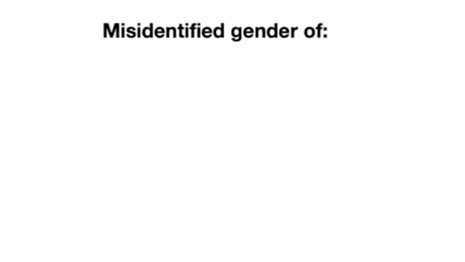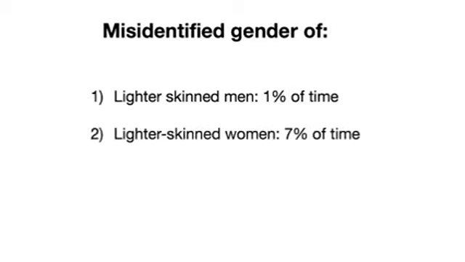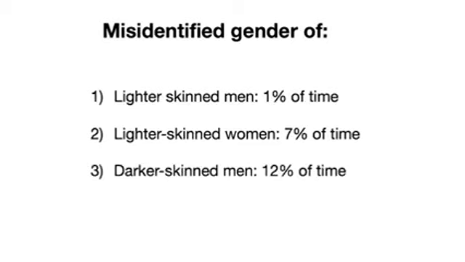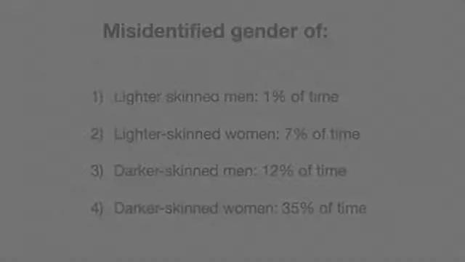The software misidentified the gender of light-skinned men about 1% of the time. It misidentified the gender of light-skinned women about 7% of the time. It misidentified the gender of dark-skinned men about 12% of the time. And it misidentified the gender of dark-skinned women about 35% of the time, a range from 1 to 35. Why? Nothing surprising, totally tied to the training data. It had not been trained sufficiently on the populations that it had more problems with.